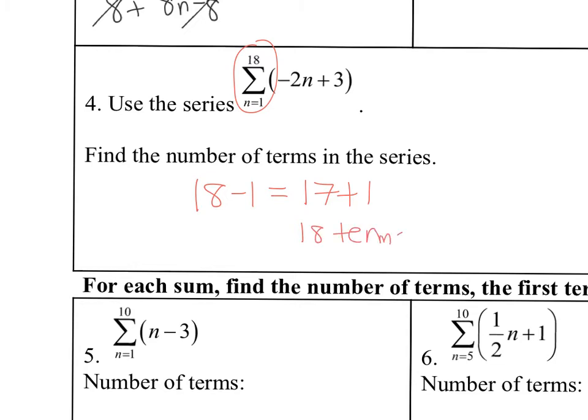I know that can just be tedious. Oh, can't we just look at the top number? It's not true, because sometimes you could start with n equal 2, 3, 4, anything different besides 1. So I just always subtract the upper and lower limit and then add 1.